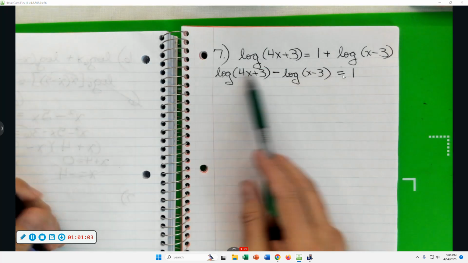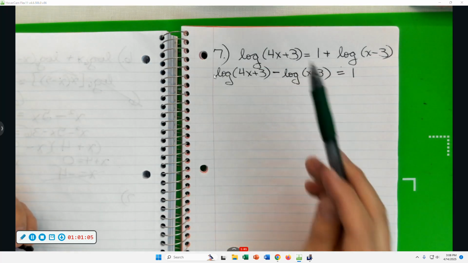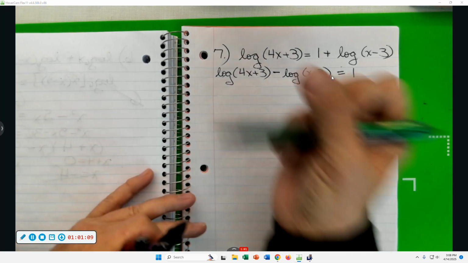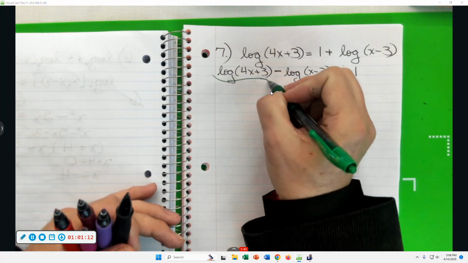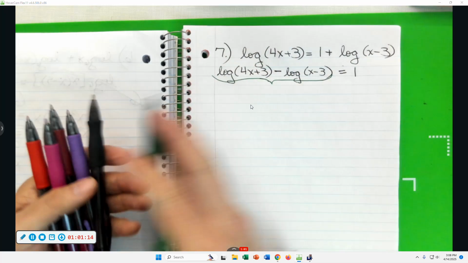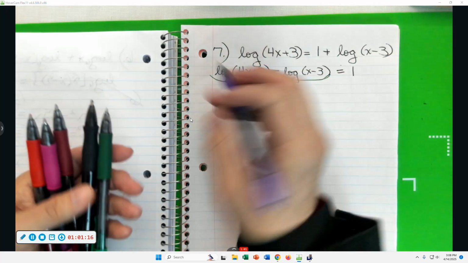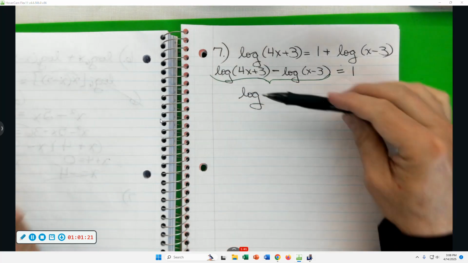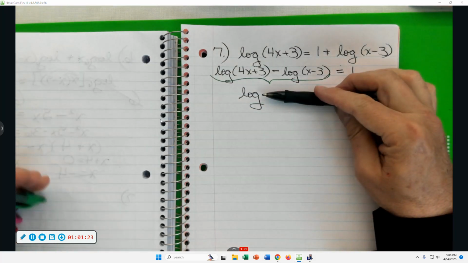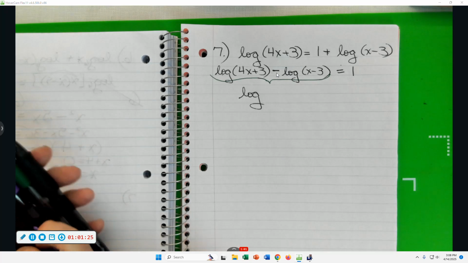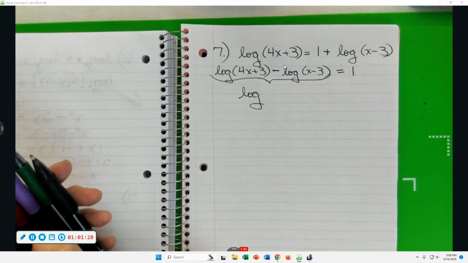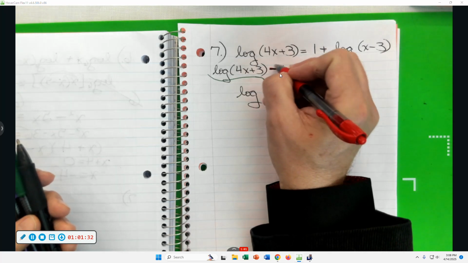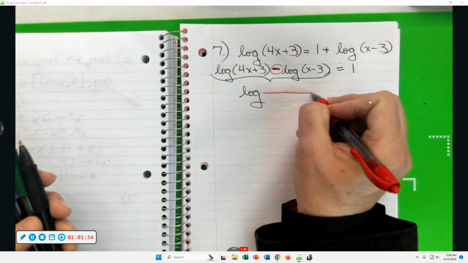Now we still don't have the desired form. We want a single logarithm equals a number. We have the equals a number. What are we going to have to do to get a single logarithm? How do we condense this? I'm going to write the log, and then I'll ask the question, do we need a fraction bar? And your answer is yes, because of this minus right here. That minus is the reason we need that fraction bar.